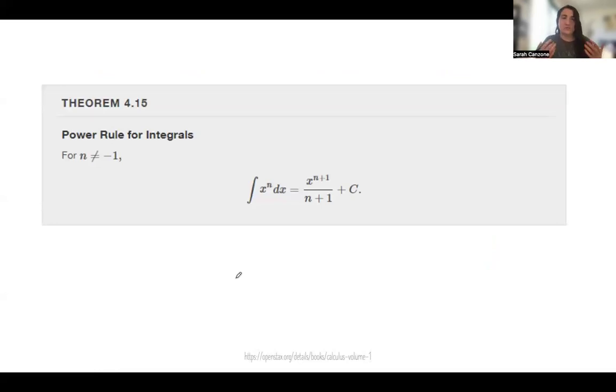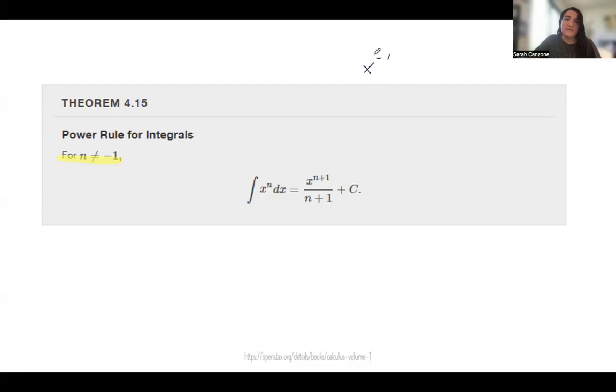All right, so now we get to the rule that I mentioned, the power rule for integrals. This is something that you're definitely going to want to memorize. And this is very important right here for all n not equal to -1. What we mean by that is that, say we have x to the -1. Well, what is this actually?